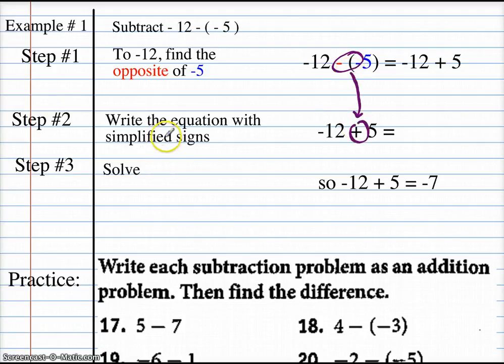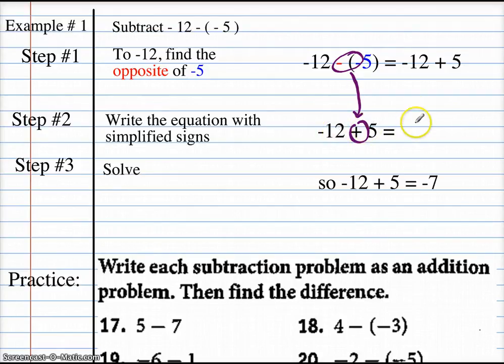Okay, I'm going to rewrite the equation with the simplified signs. I don't want two negatives. That's too confusing for me. So I just want to change this negative negative, or opposite of negative 5, into positive 5. From here I could just solve this. Now there are two ways to solve this. I can write negative 12 and then positive 5.